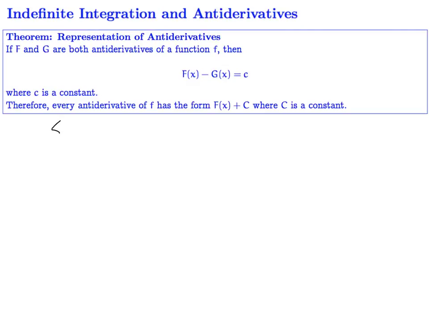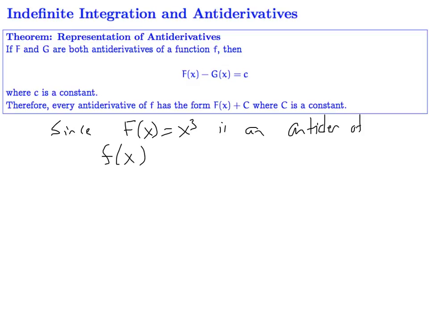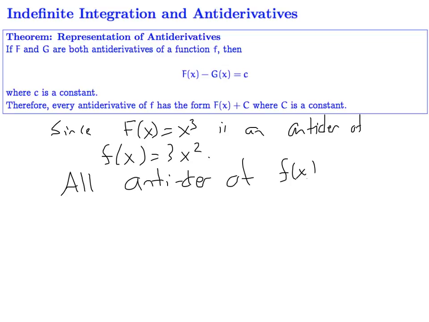What it tells us is that since capital F of x equals x cubed is an antiderivative of the function f of x equals 3x squared, this means all antiderivatives of f of x look like x cubed plus c, some number. So this means all of them look like that. We don't need to go hunting very carefully for them. Pretty much once we've got one, we've got them all.